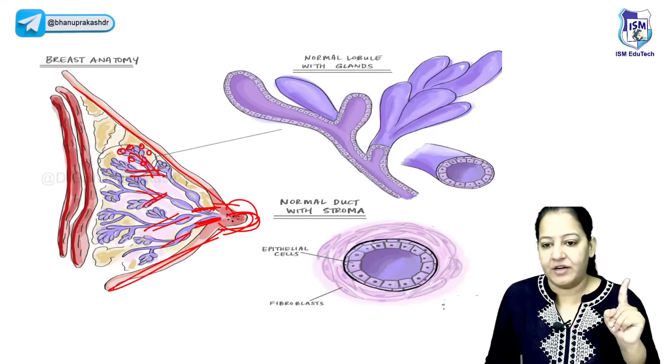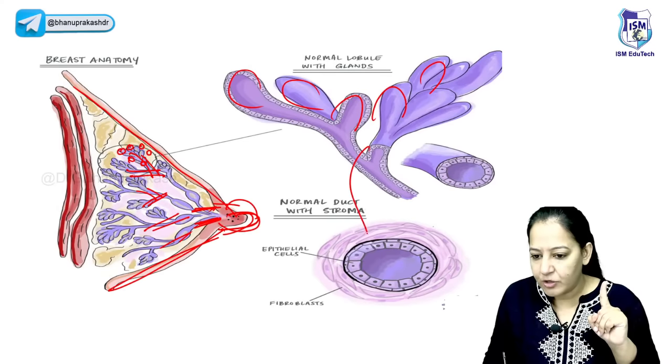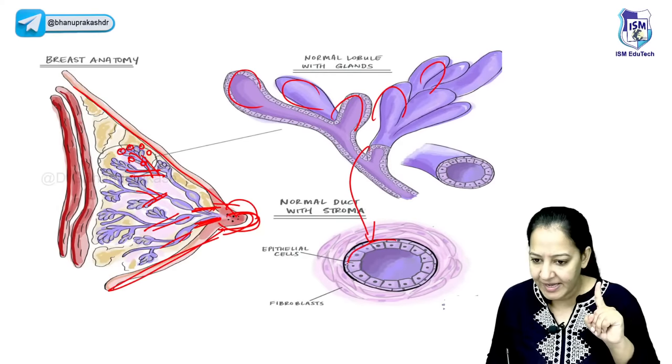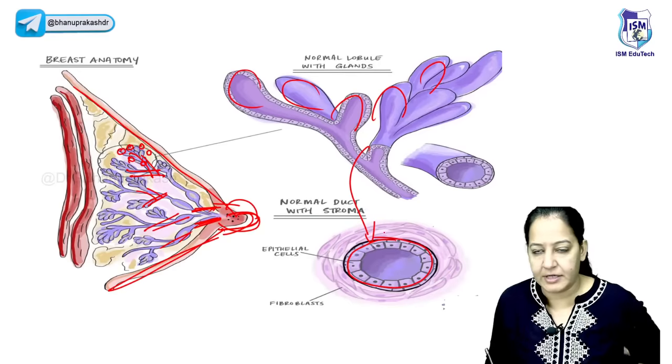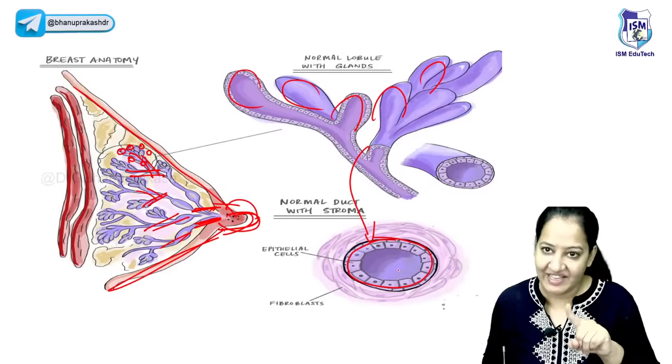Now, let me take any of the ductules. Let me cut this one. Any of the ductules I can see like this. You can see this is a ductule. I told you what is ductal. Ductal means ductule. One ductule has the cancer.